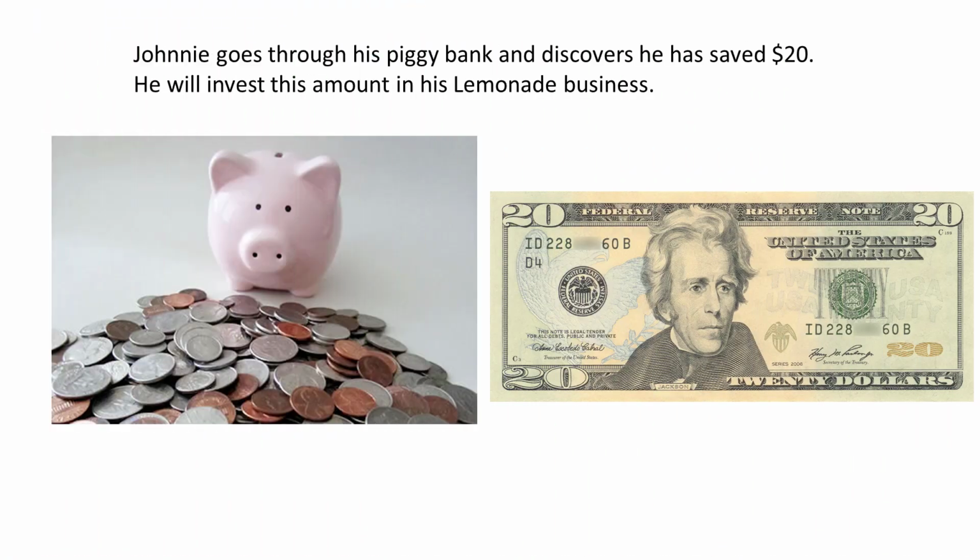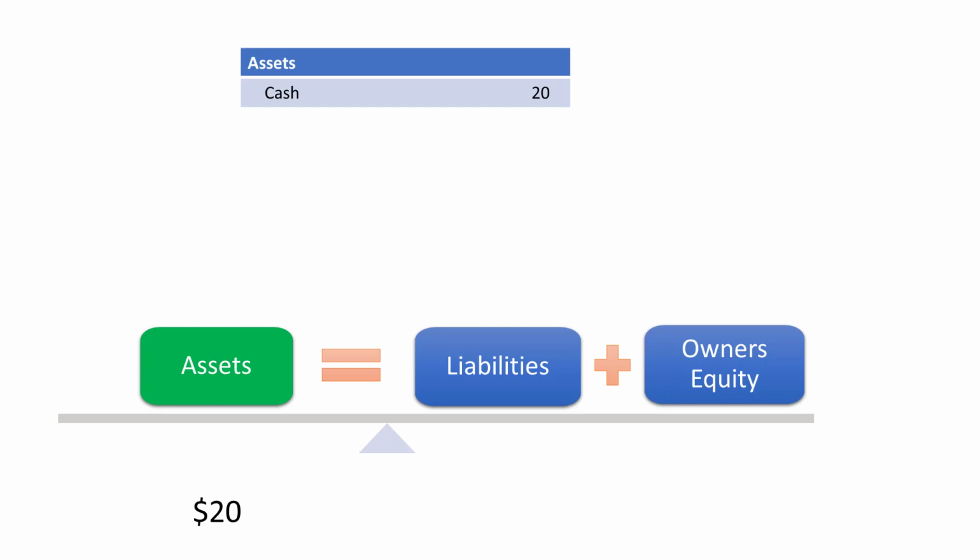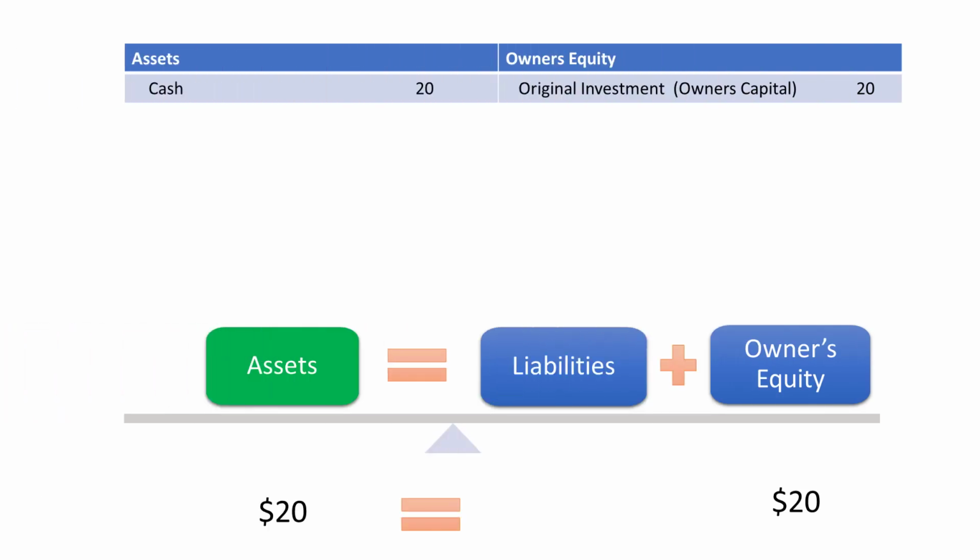Johnny goes through his coins to see how much money he has saved. It comes to $20. Cash is an asset. Since Johnny put $20 into his business, he has assets of $20. Johnny's business now has a net worth of $20. The accounting equation is in balance. There are $20 to the left of the equal sign and $20 to the right of the equal sign.